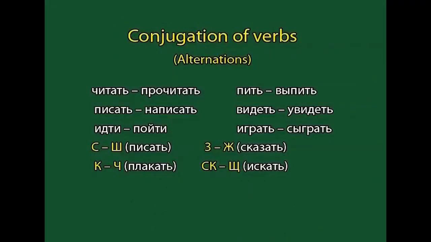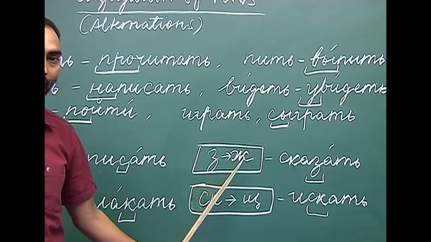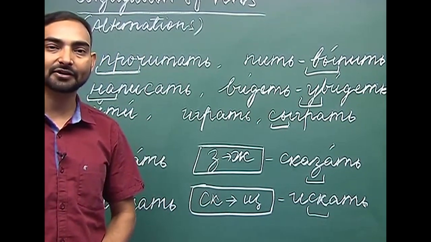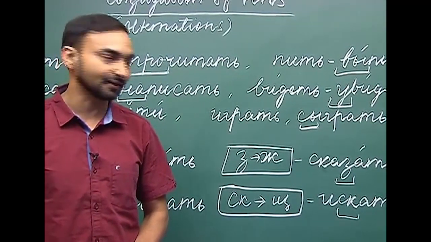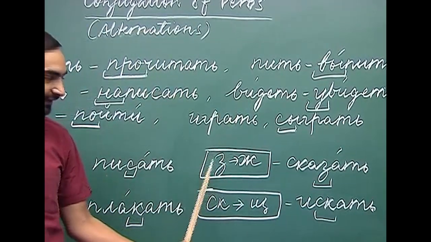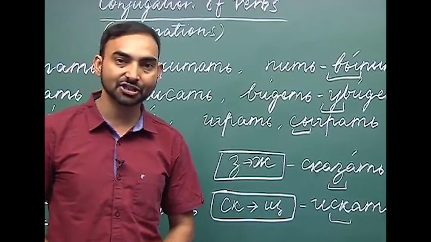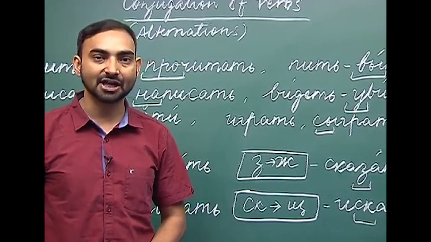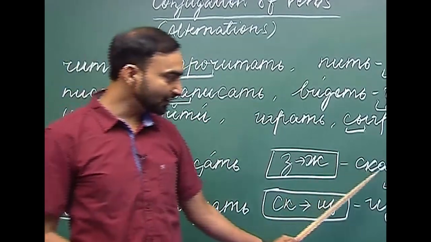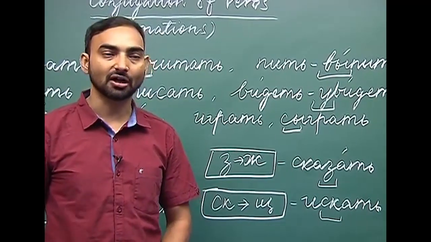The next alternation happens between z and zh. For example, skazat. Skazat is the perfective aspect of gavarit. Gavarit is to speak. So, how do you conjugate skazat? As I have already told you, this z will change into zh. Ya skazhu, ti skazhish, onana skazhit, mi skazhim, vi skazhite, ani skazhut. So, here we are not using z in the conjugated forms, we are using zh.